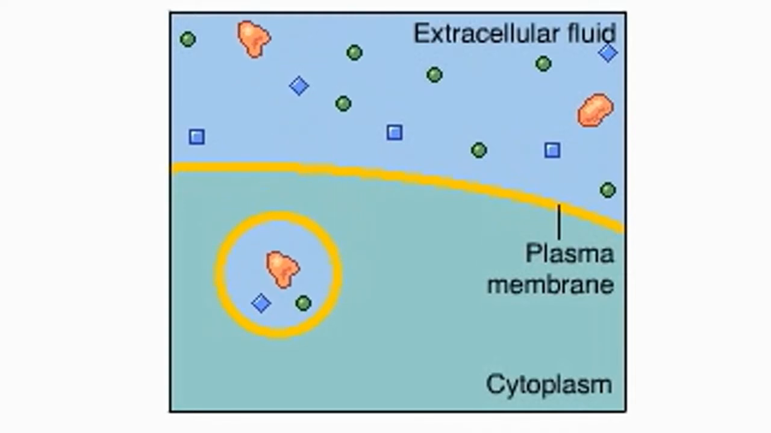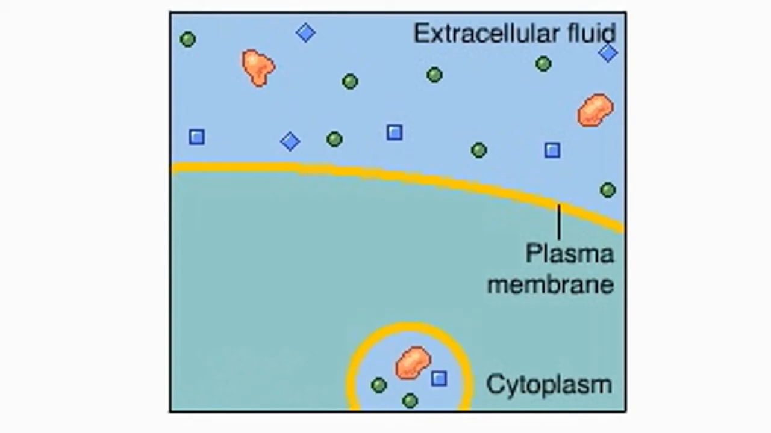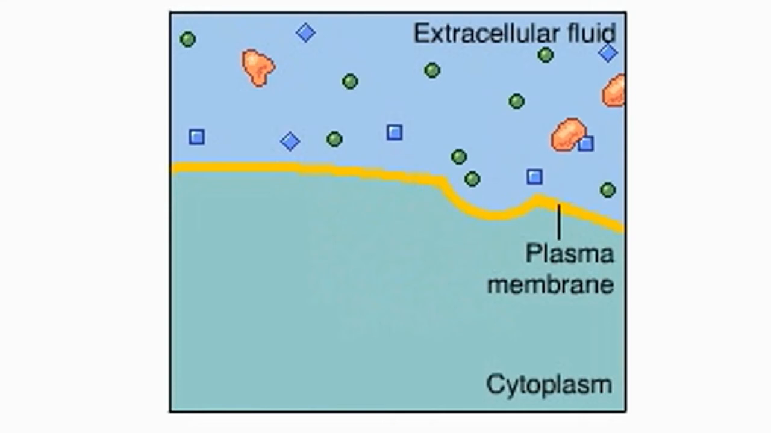Endocytosis is the movement of materials into a cell via membranous vesicles. Exocytosis is the movement of materials out of a cell via membranous vesicles. These processes allow patches of membrane to flow from compartment to compartment, reminding us that a cell is a dynamic structure.